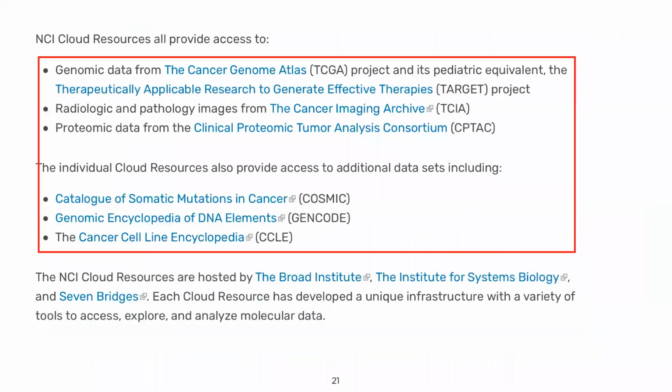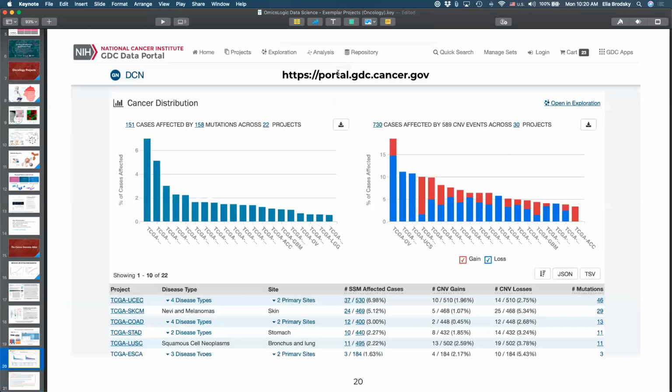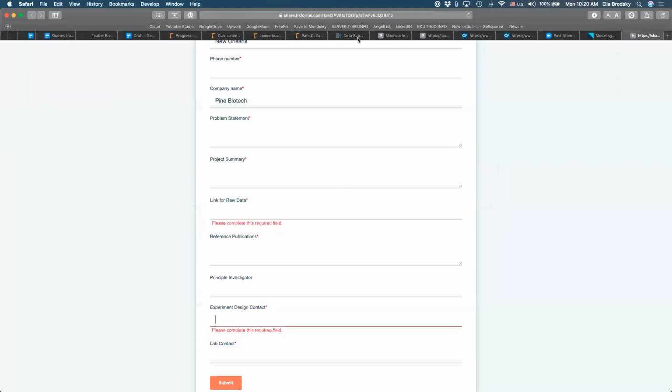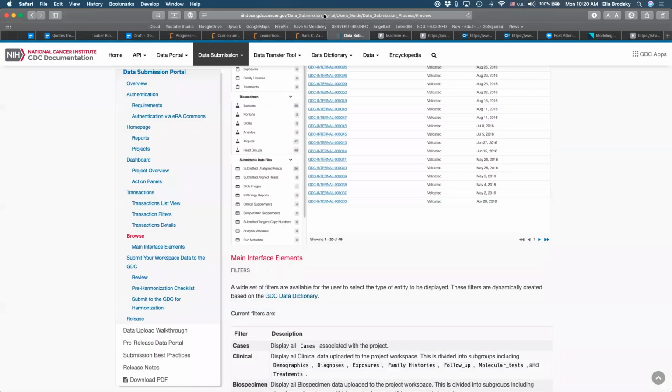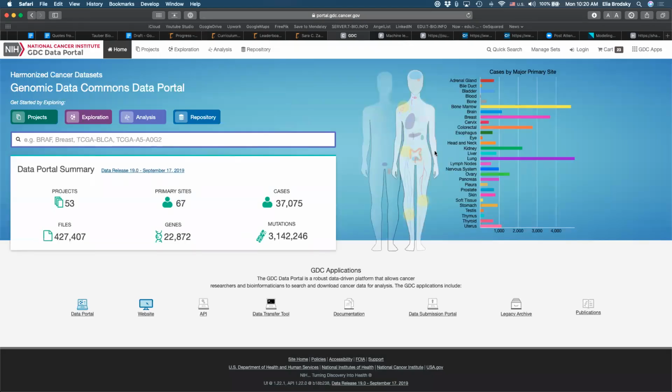So let's take this link right here and we'll open it. And you can see how in this portal, you can actually easily find data that you need, but it's going to come in a very standardized protocol that is difficult to manage, right?